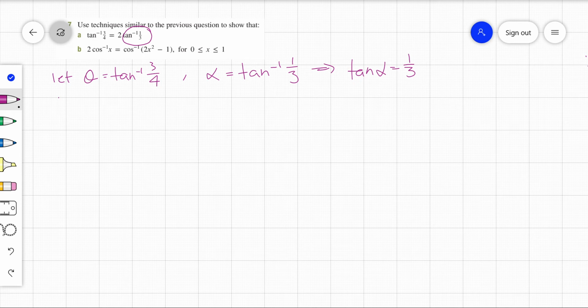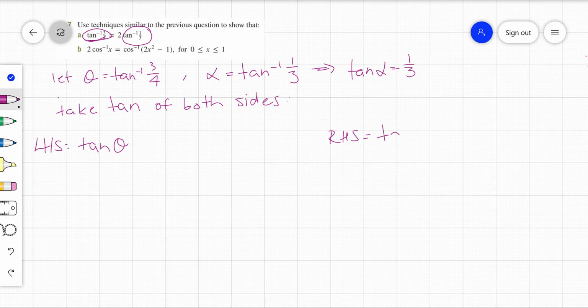And then what we can do, once we've set that up, is take tan of both those angles, tan of both sides. So taking tan of both sides, we've got tan of, and there's theta, right? Tan of this angle is tan theta. And if I look at the right hand side and take tan of that, I'm taking tan of 2 lots of, and that angle is alpha, so 2 lots of alpha.